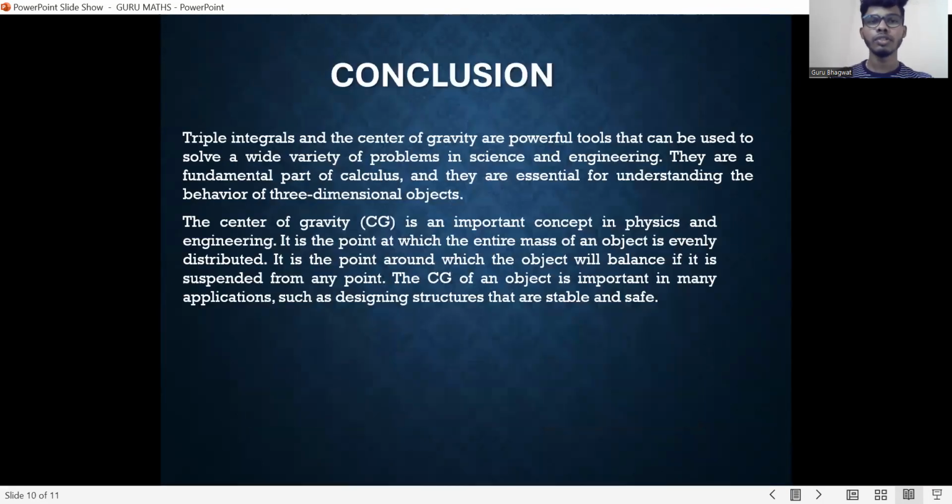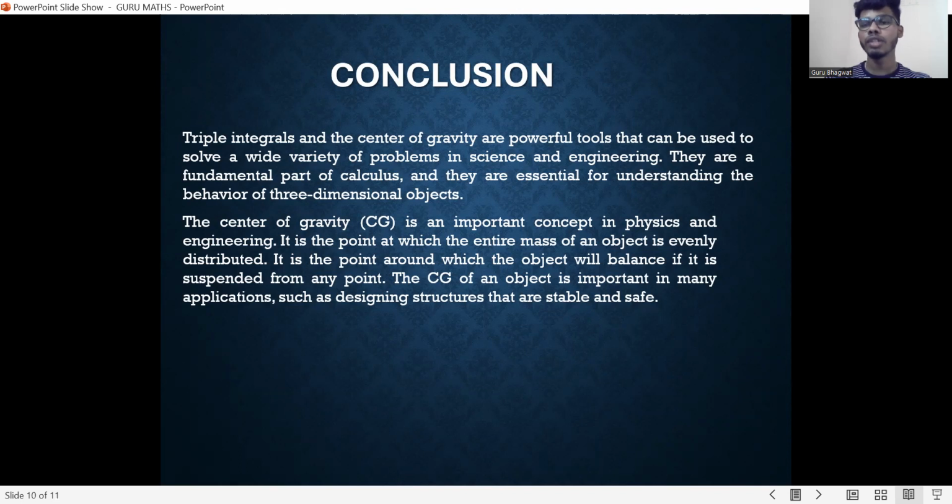Let's move on to the conclusion of this presentation. Triple integration and the center of gravity are powerful tools that can be used to solve a wide variety of problems in science and engineering. They are fundamental parts of calculus. They are essential for understanding the behavior of three-dimensional objects. The center of gravity plays a major role in physics and engineering. It is the point at which the entire mass of an object is evenly distributed. It is the point around which the object will balance if it is suspended from any point.